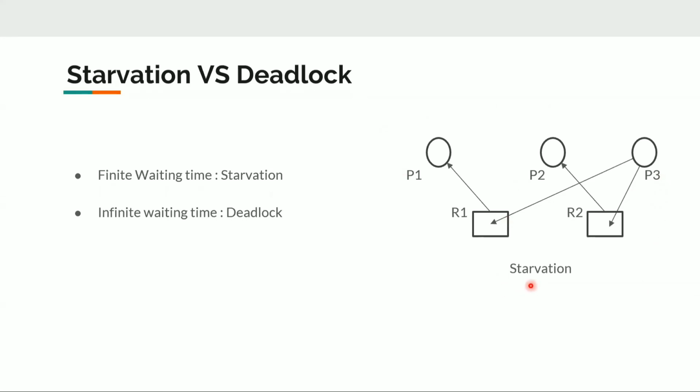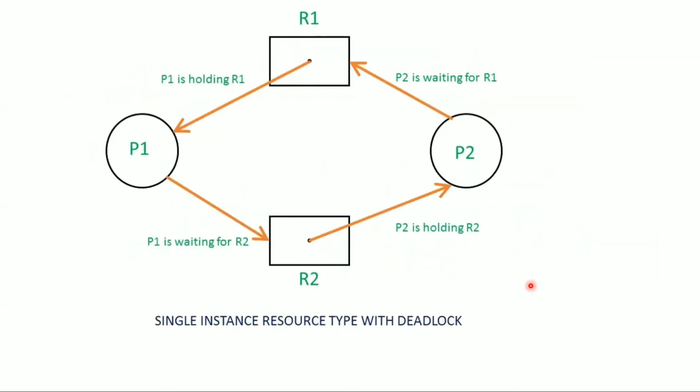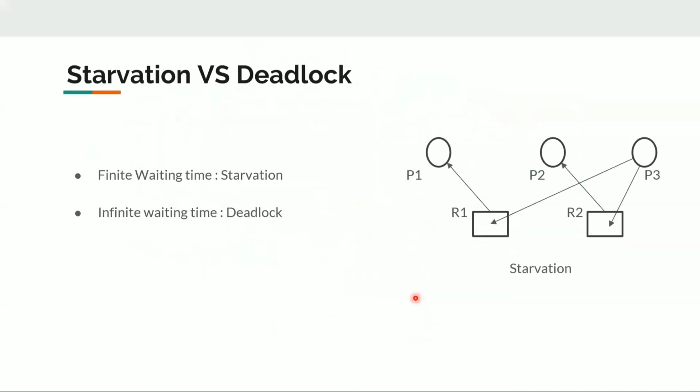So this situation is called starvation. On the other hand, in this situation, we can't determine when the resources will be free and when the whole process will get to completion. So this is the actual deadlock. This is the difference between deadlock and starvation.